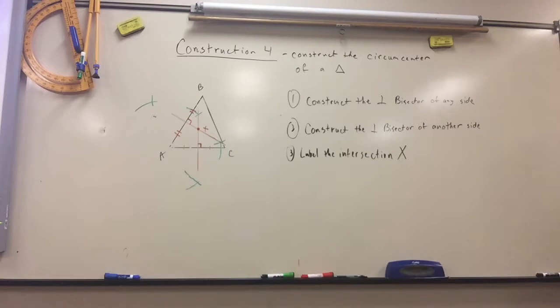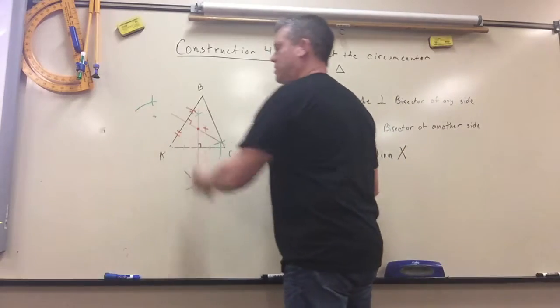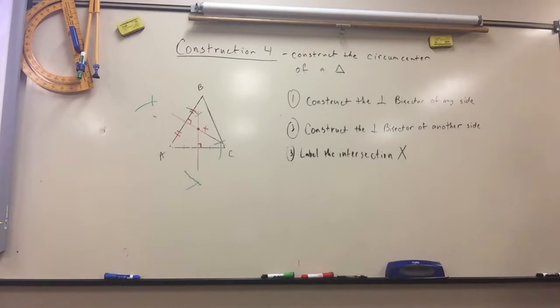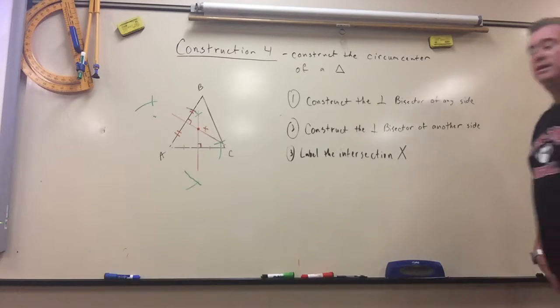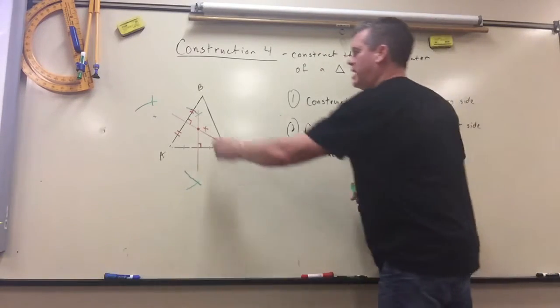Okay, anyone need help getting those two lines on there? It gets to be a lot of marks on there. It's easier when you have different colors like this, then you can see what's what. But if you're using all pencil, it's kind of hard to keep track. So, third thing is label that intersection X.